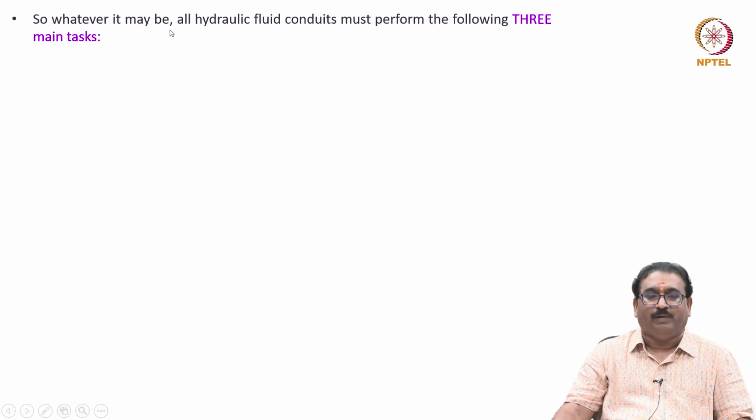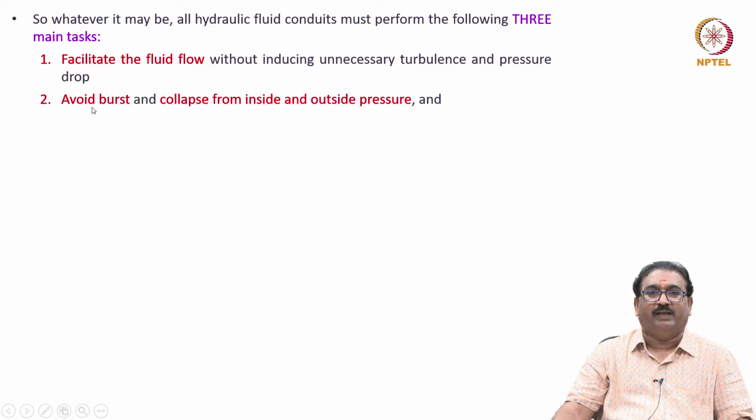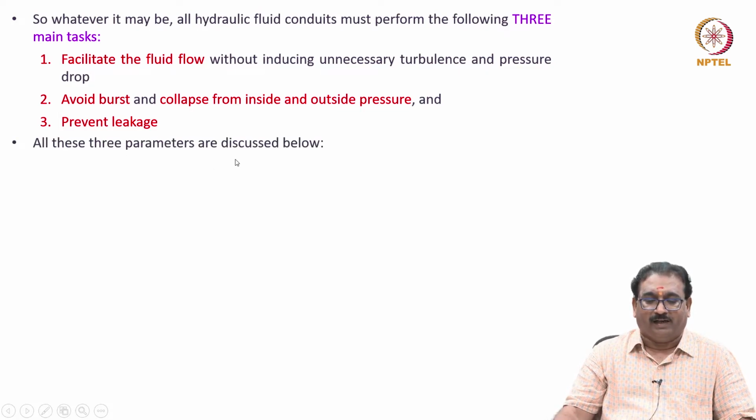So, whatever it may be, all hydraulic fluid conduits must perform the following 3 main tasks. What are those? First one is facilitate the fluid flow without inducing unnecessary turbulence and a pressure drop. Second one is avoid burst and collapse from inside and outside pressure. And third one is it prevents leakage. All these parameters are discussed briefly below.